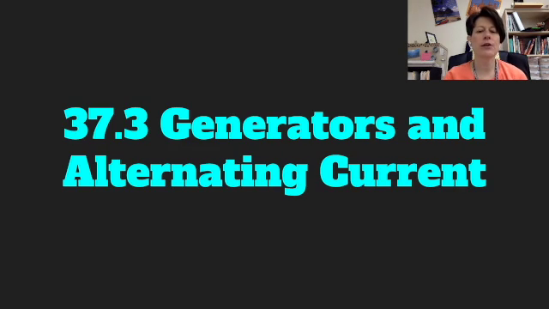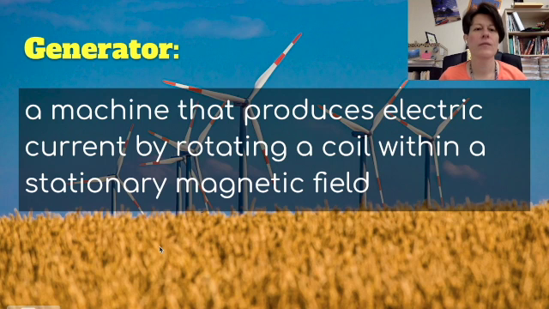So, generators and alternating current. Okay, what a generator is. A generator is a machine that produces electric current by rotating a coil within a stationary magnetic field. So on these windmills, inside of that box there is a generator. And by the turbines spinning, they rotate a coil within a magnetic field, which induces a voltage and causes current to flow. And so that produces electricity.